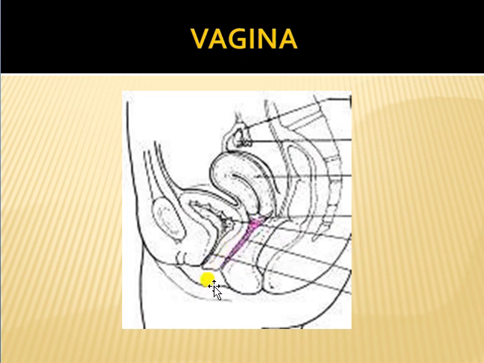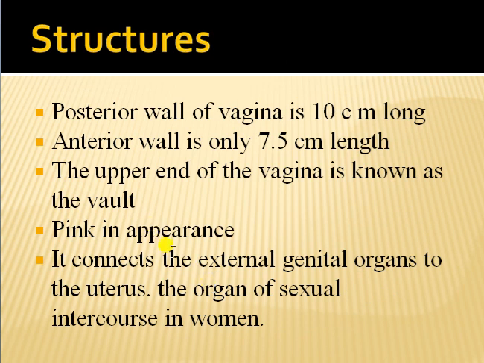This part we can call as vagina. So structure: the posterior wall of the vagina is 10 centimeters long. The anterior wall is 7.5 centimeters in length. You know what is posterior and anterior. Anterior is front and posterior is back.